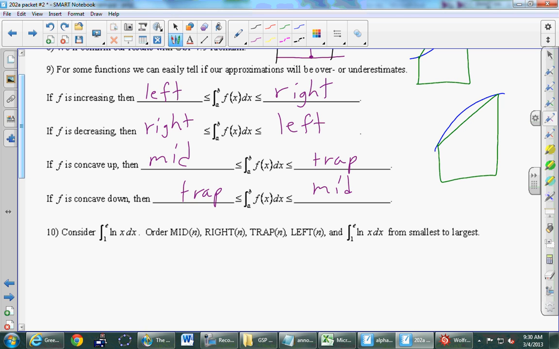All right, number 10 is a very good quiz question. Say that again, number 10 is a very good quiz question. What we're trying to do is take this integral, the integral from 1 to e of ln of x, and we're going to order 5 different things. We're going to order the 4 estimates and then the actual right answer, the actual integral.